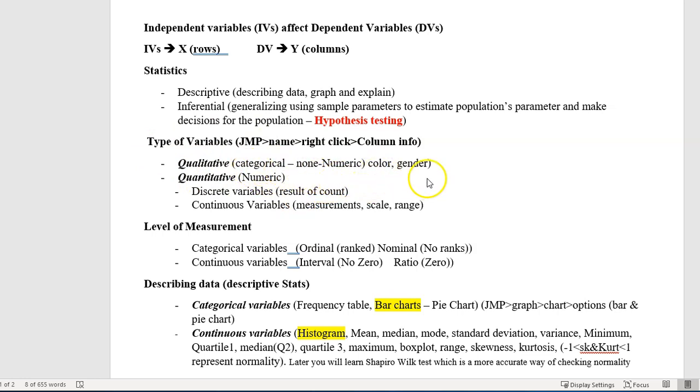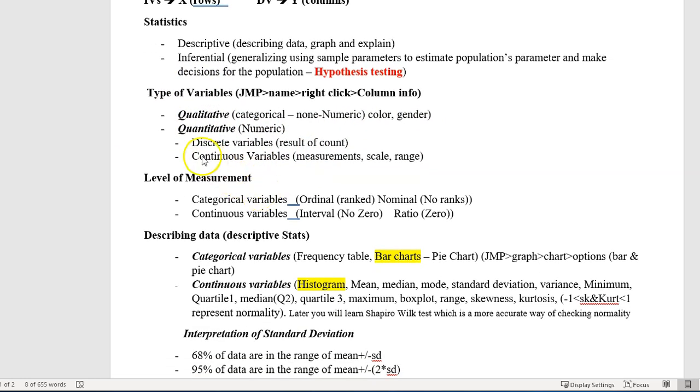Qualitative is categorical, non-numeric, like color and gender. So this is the type of variable, and quantitative is numeric. Generally, we use continuous variables in this course, but if you want to work with discrete variables, those are the ones that you cannot write with decimals.